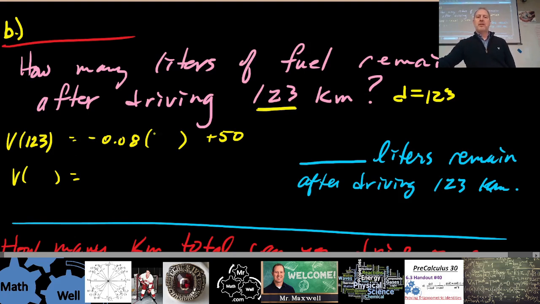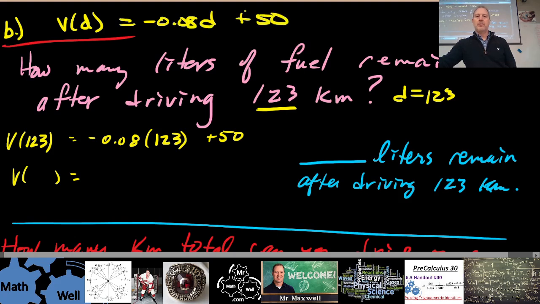And so what do I put in this little space here, though? 123. Yeah. Because in my original question, I have D here, and then I have D here. So if I put 123 in here, I should put 123 in there. That's how it works. Now, you have to understand that this is not like V times 123. There's no multiplication or anything there. This is just a symbol representing the volume left after 123 kilometers driven.